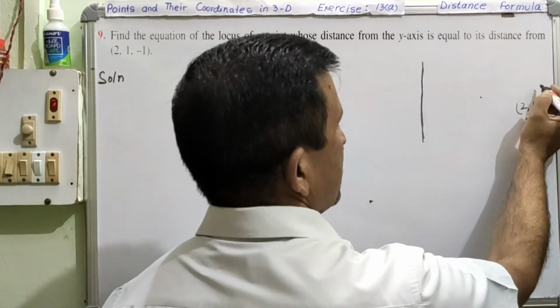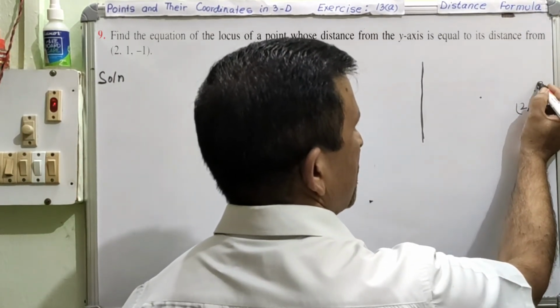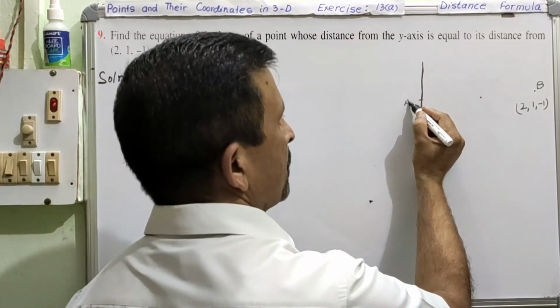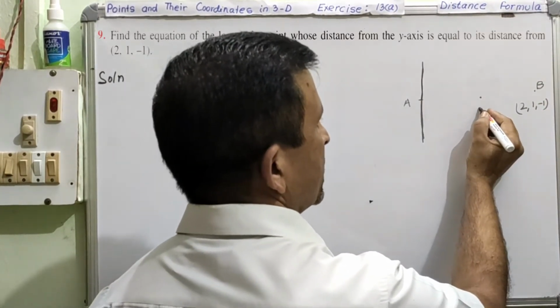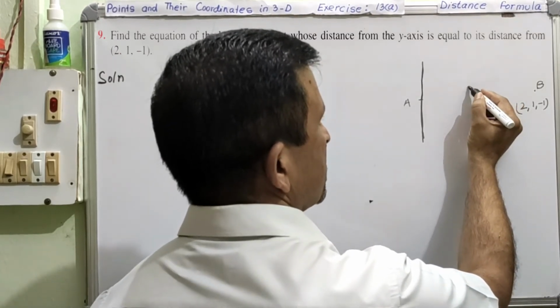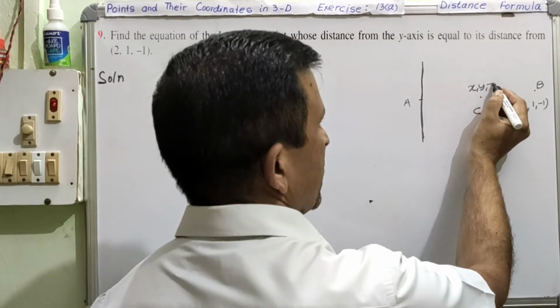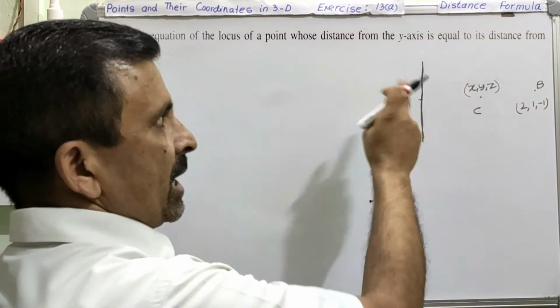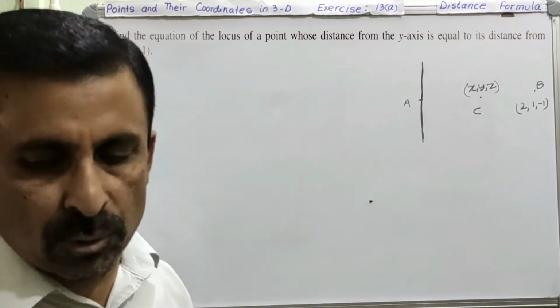So let's name this point as B, and this point I'm going to mark here as A. And then this is point C, and we have to find the locus of this point. The coordinate of this one is assumed as x, y, and z. Is this okay? Now, how can we have the coordinate of this point? That is the main issue.